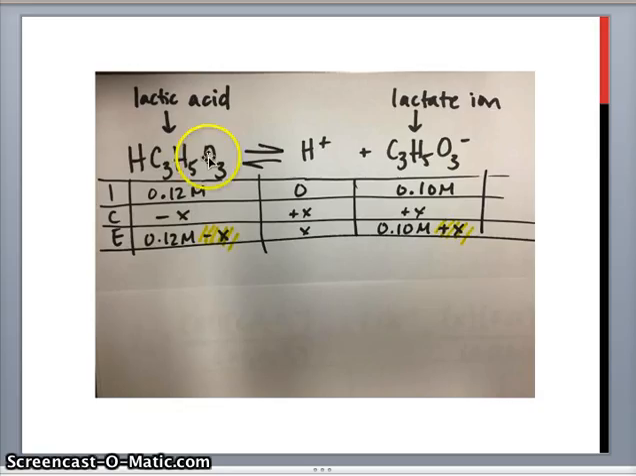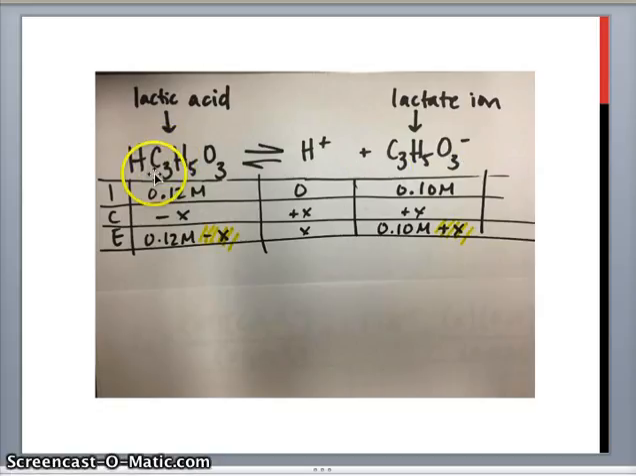So here we've got our actual equilibrium expression of the lactic acid, and it's dissociating into the H+ ion and then this lactate ion, the A-, the conjugate base. And we knew that we are starting with 0.12 molar of the acid and 0.1 molar of, in this case, sodium lactate. Well, we don't really care about the sodium, right? The sodium is just a way to supply this lactate ion into the buffer system.